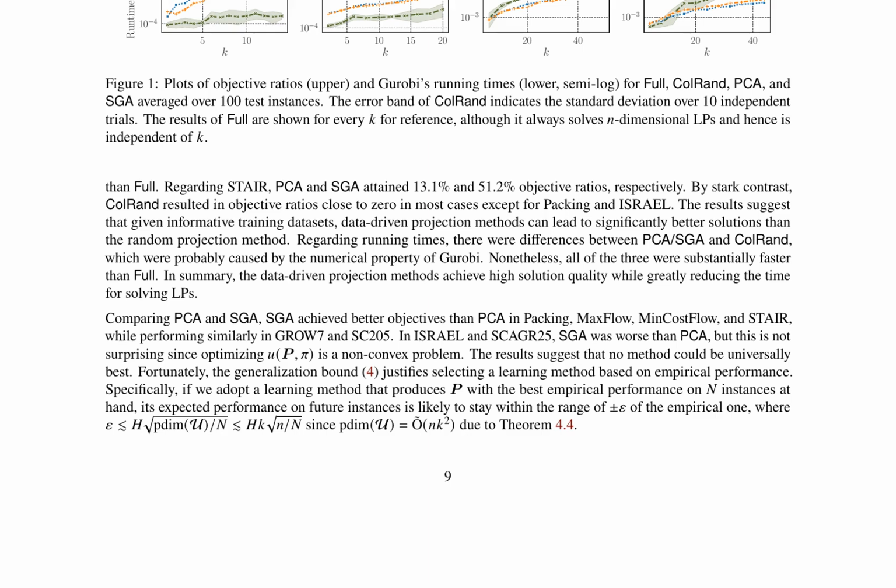Specifically, adopting a learning method that produces P with the best empirical performance on n instances at hand is likely to stay within the range of plus or minus epsilon of the empirical one, where epsilon is on the order of the square root of (pdim(U) h k log n) / n, due to Theorem 4.4.